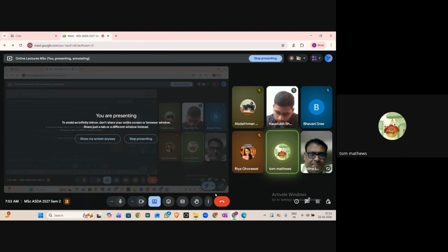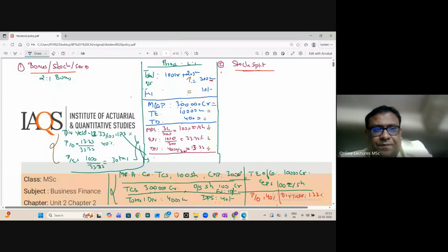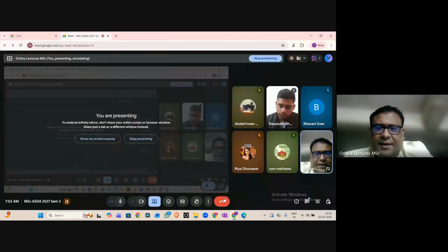Understood. Correct? First up, is everybody done writing this part, the bonus? Bhavani ji, Ali, Riya ji, everybody, done? Yes, sir. Okay, Ali. Thank you.